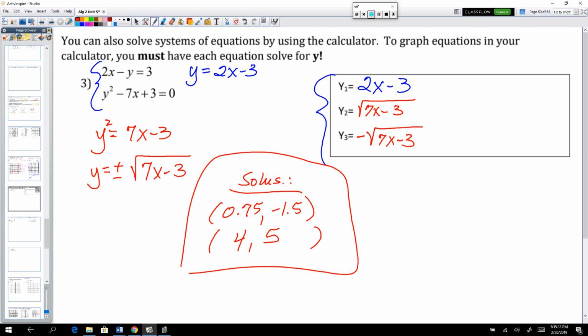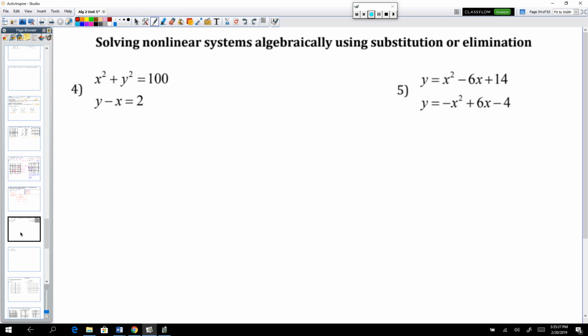Now that we've done this graphically, let's learn how to do it algebraically. There are 2 ways to do this with algebra: substitution or elimination. My first demonstration will be on substitution. You actually did do this in Algebra 1 with the lines, so some of this may bring back memories. On the second one, I will do elimination, so I will demonstrate both.